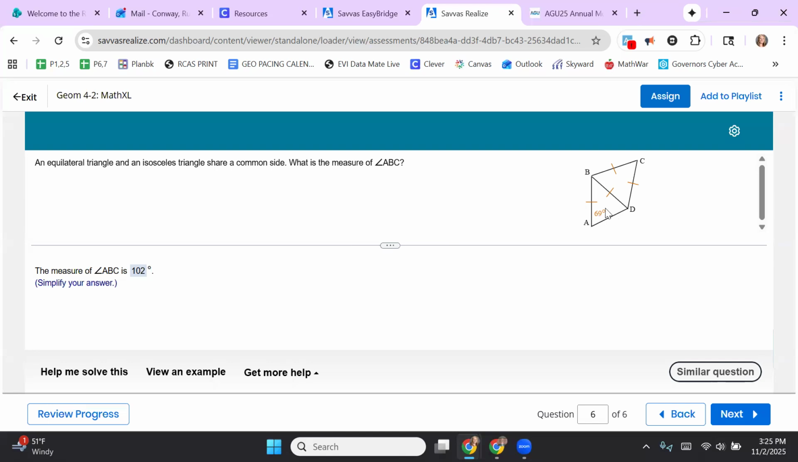And again, I'm sure they changed this number, so yours will be different, but just draw the picture out and fill in as much as you can, and then it kind of comes together. So hopefully that helps. Good luck.